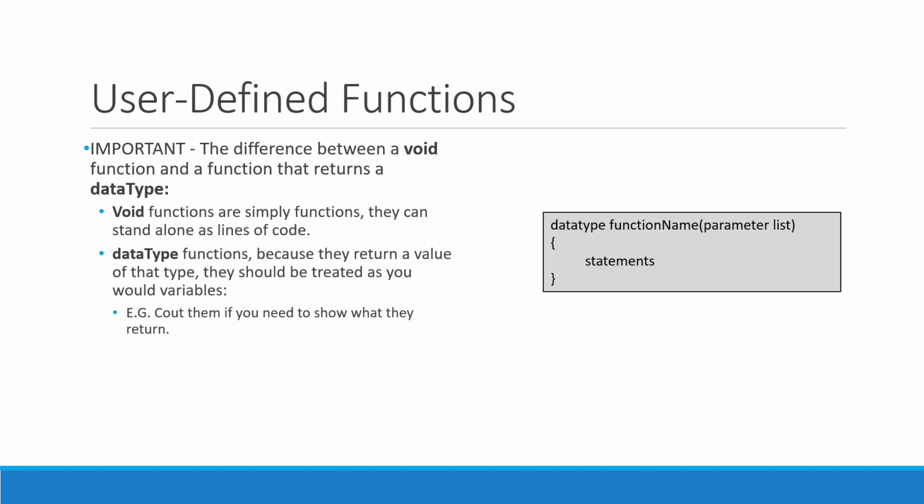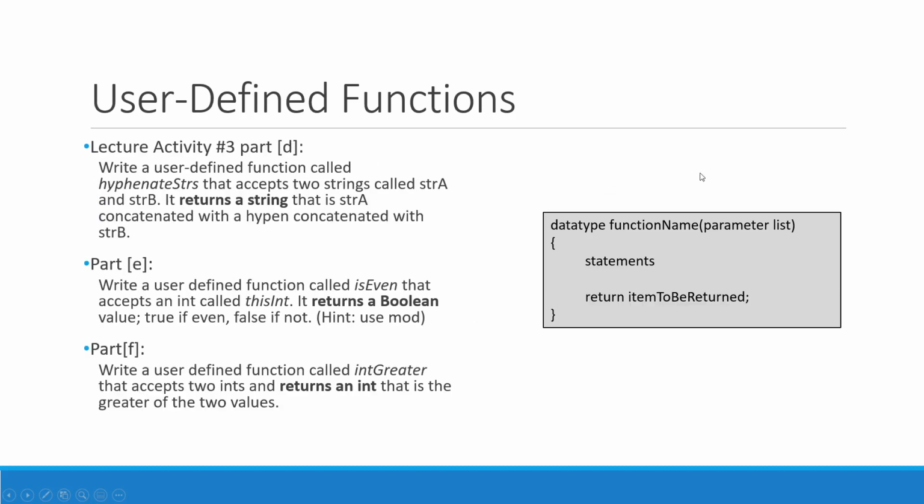This is the main difference between a function that's a void and a function that returns a data type. Void functions are simply functions. They can stand alone as lines of code. However, data type functions, because they return a value, you would have to treat them as you would another variable. You would have to cout them in order to see what they return. But this will make more sense when I actually show this to you.